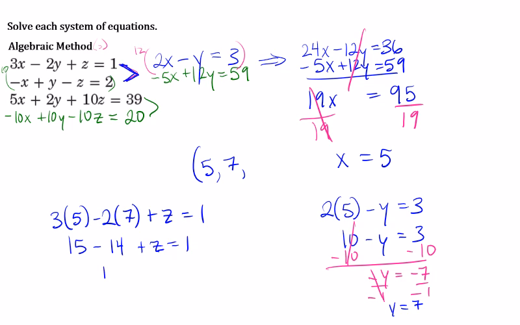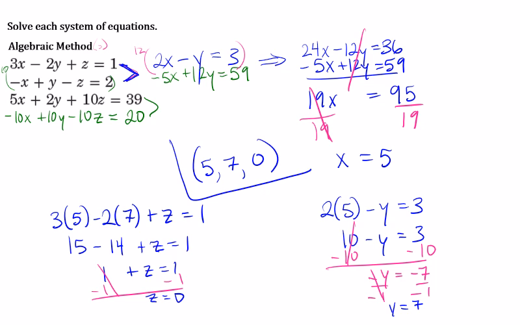So 15 minus 14 is 1. Subtract 1 from both sides. So we get z equals 0, right? So 0 is our third coordinate. And that's our answer. So 5, 7, 0, or x equals 5, y equals 7, z equals 0. So that's the algebraic methods.